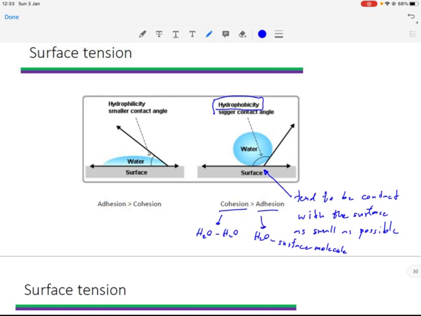Oppositely, hydrophilic, sorry, I was wrong. Let's say this is hydrophobic. I had a mistake. This is called hydrophilic or hydrophilicity.